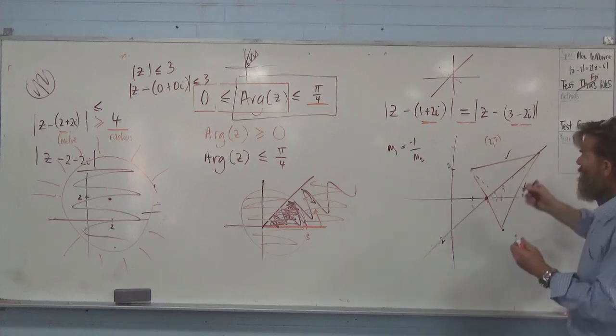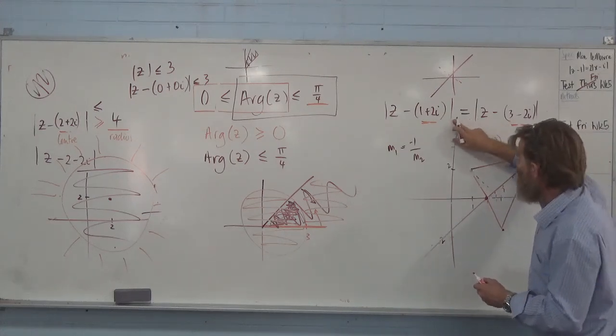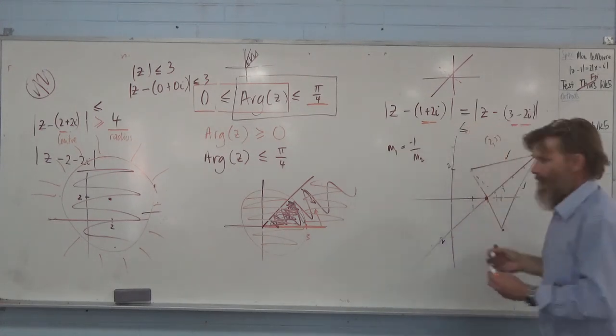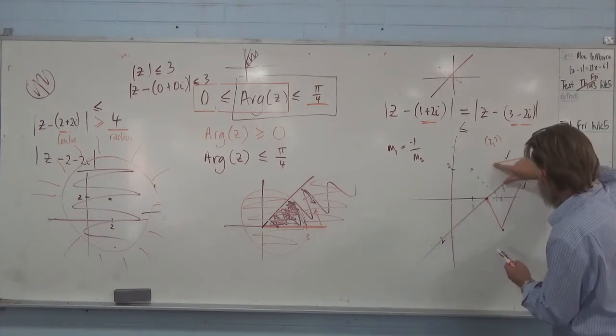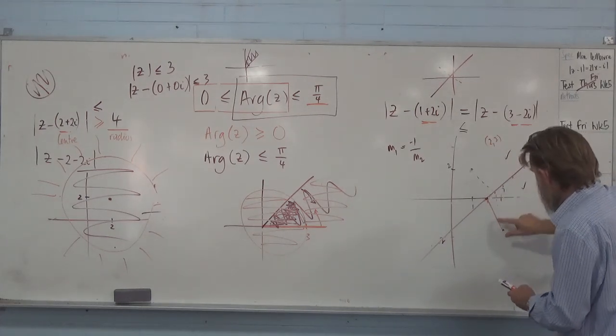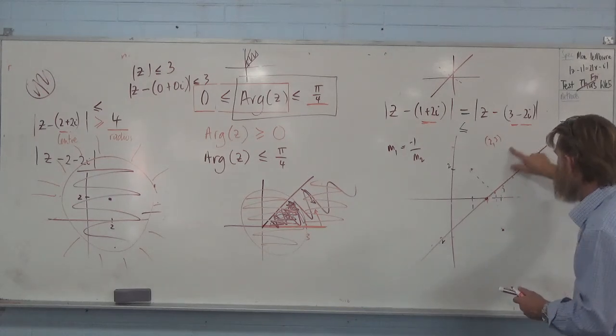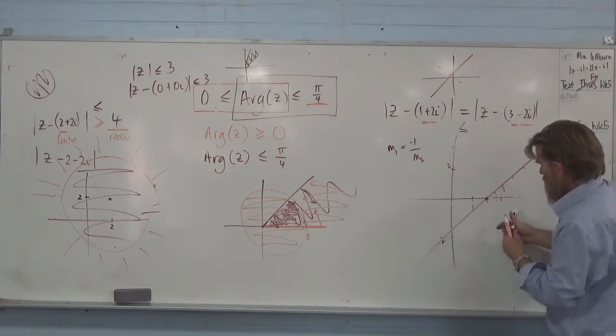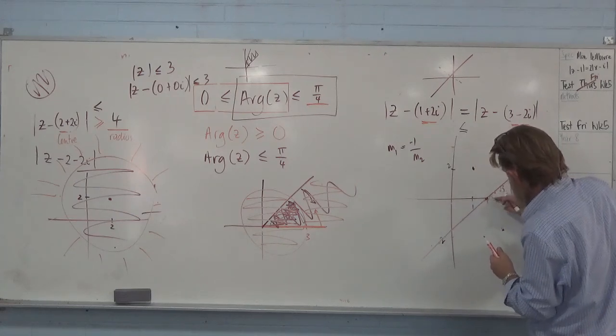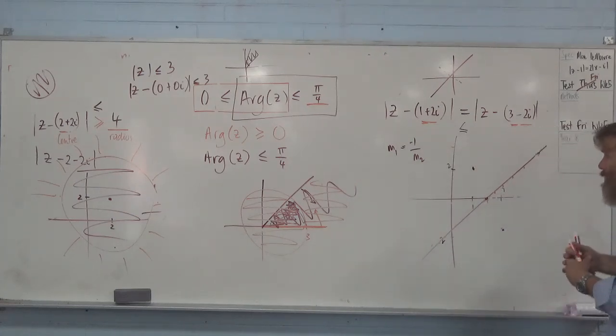Last point on this though, if this wasn't equal, if this was like that, how do I know which side of the line? Let me just tidy up my diagram. How do I know which side of the line is going to work? Well, there's two ways of doing that. You can look at the diagram and do it kind of in a logic way.